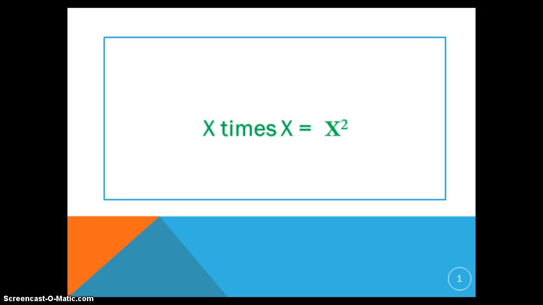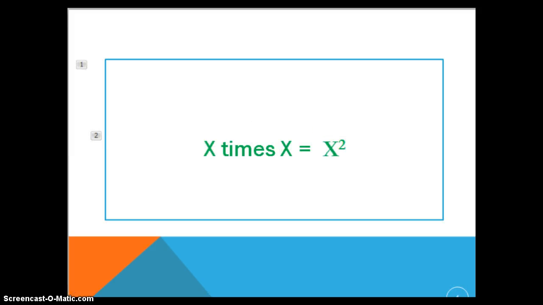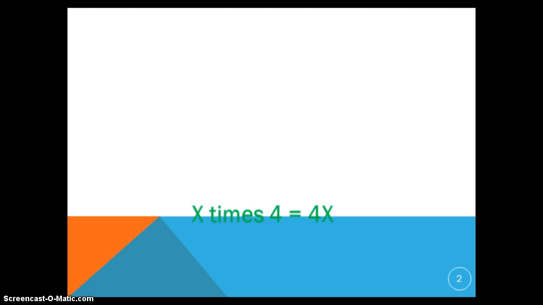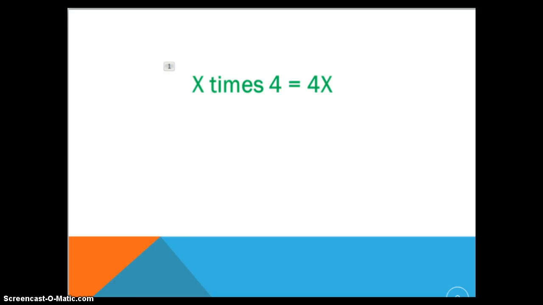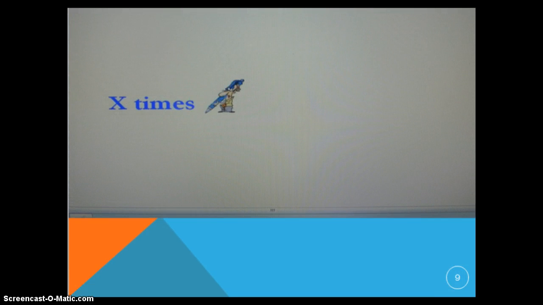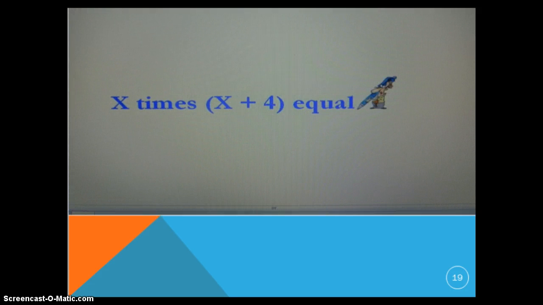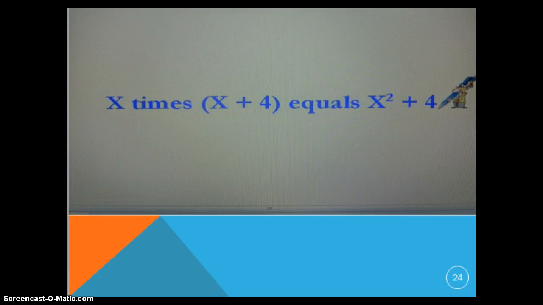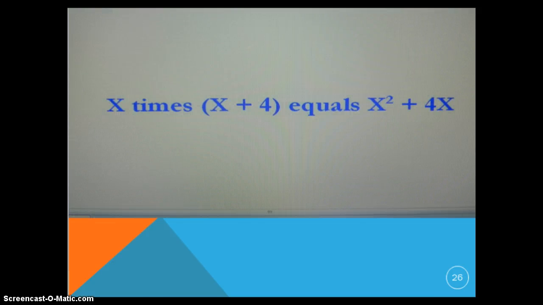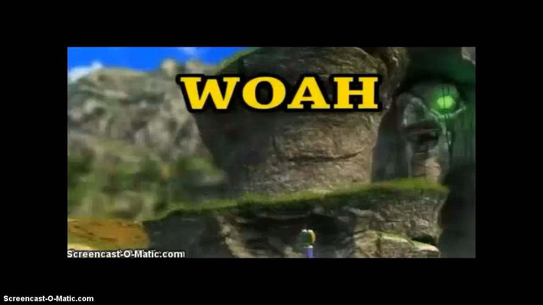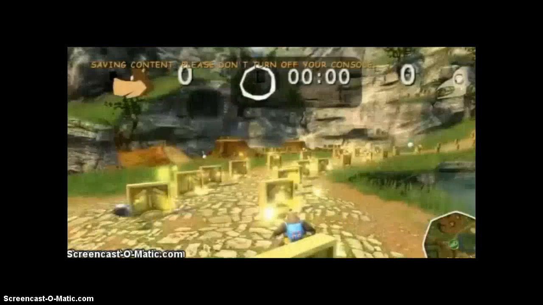Well, you know that x times x equals x squared, and also x times 4 equals 4x. So, x times the quantity x plus 4 equals x squared plus 4x. Whoa! You just hold on a sec.